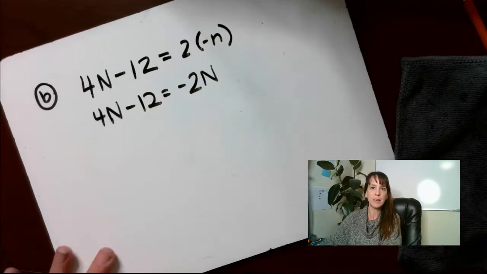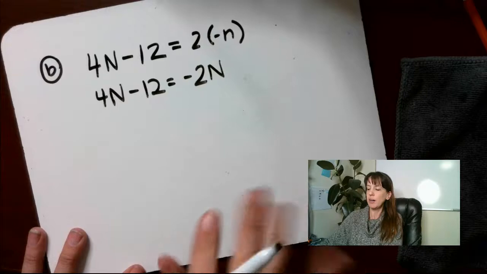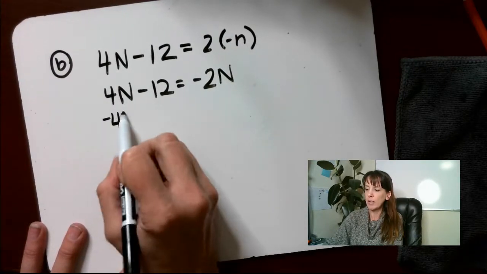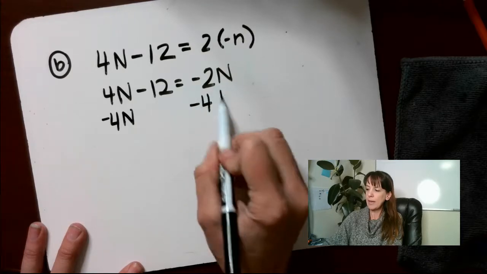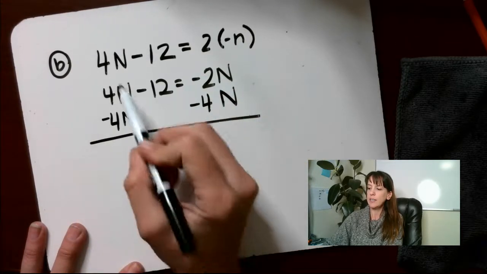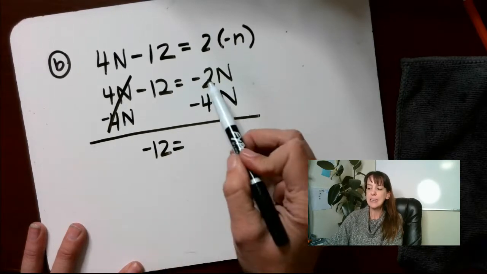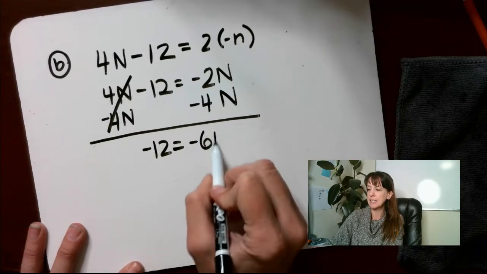negative 2n. Then we're going to take this chunk here and move it over to the other side. So minus 4n, minus 4n here. Draw our line, cancel these out. Let's bring down negative 12 equals negative 2 and negative 4 gives me negative 6n.